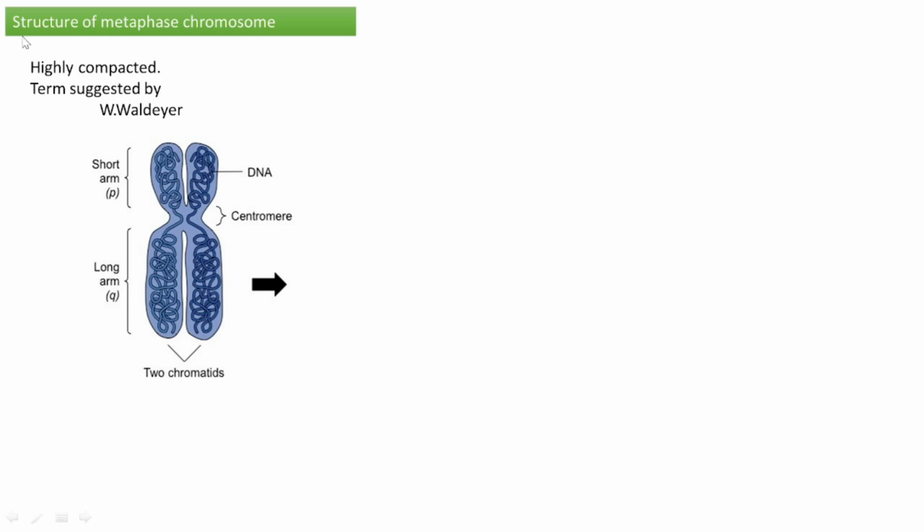Next, we are moving to the structure of the metaphase chromosome. You notice that now the term chromatin has changed to chromosome. What is the difference between chromatin and chromosome? Chromatin is the extended form, and when the chromatin attains full condensation, then it becomes a chromosome.